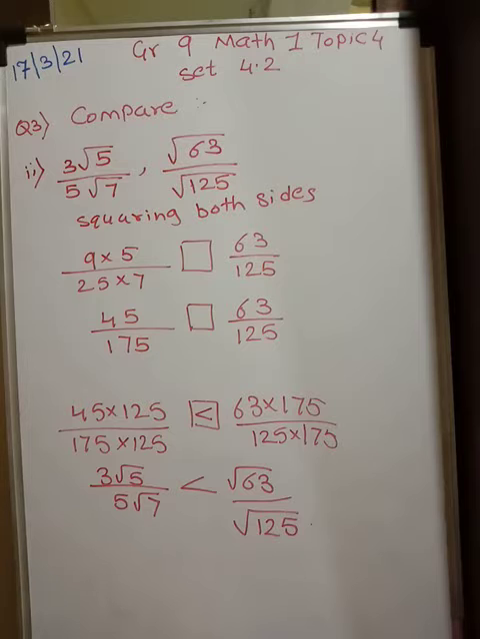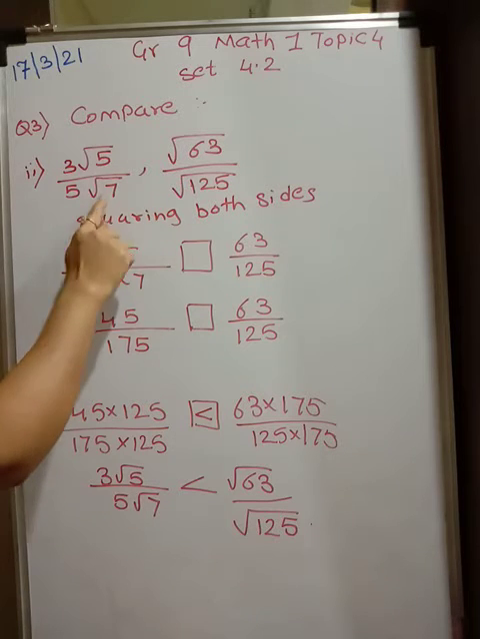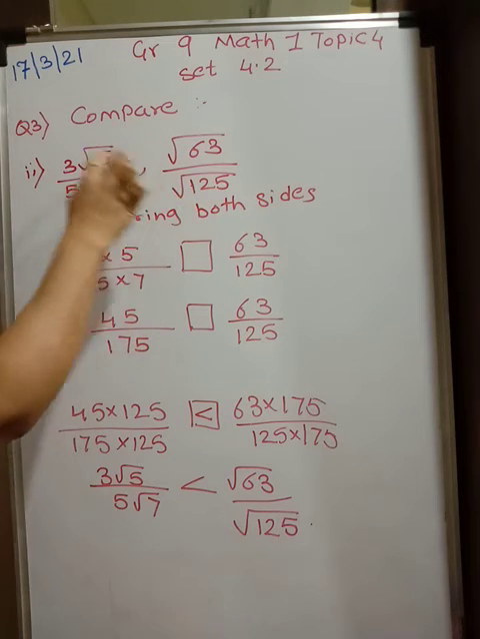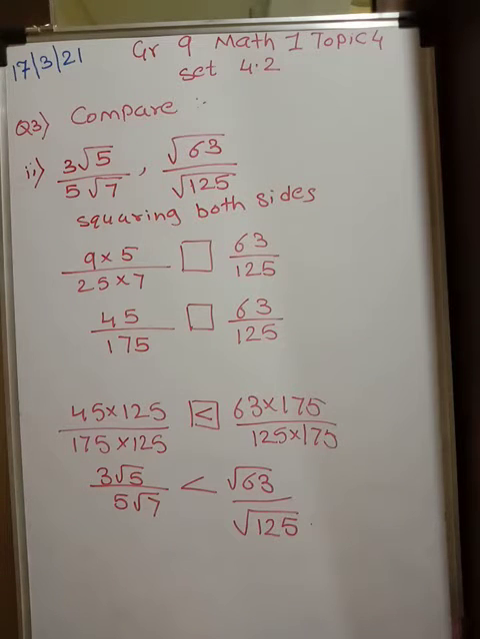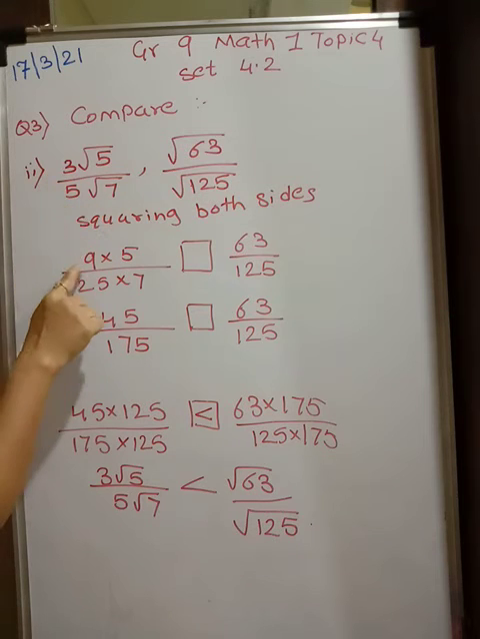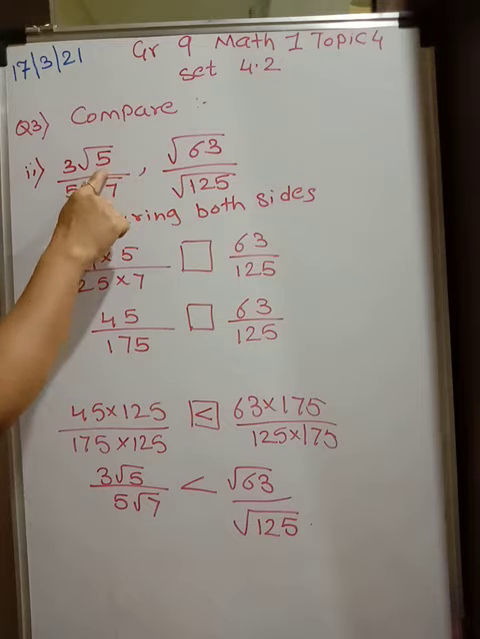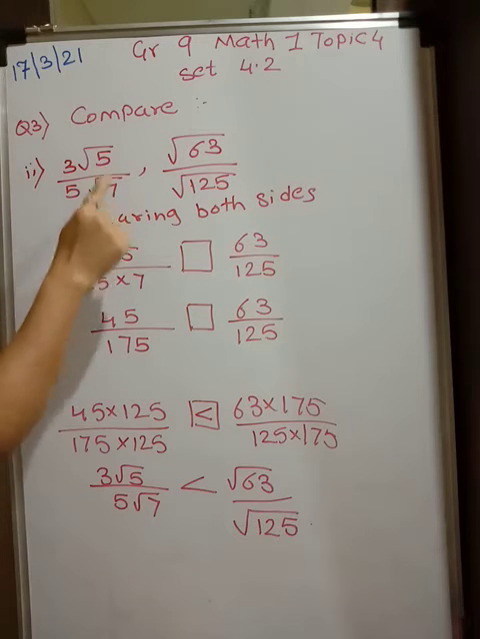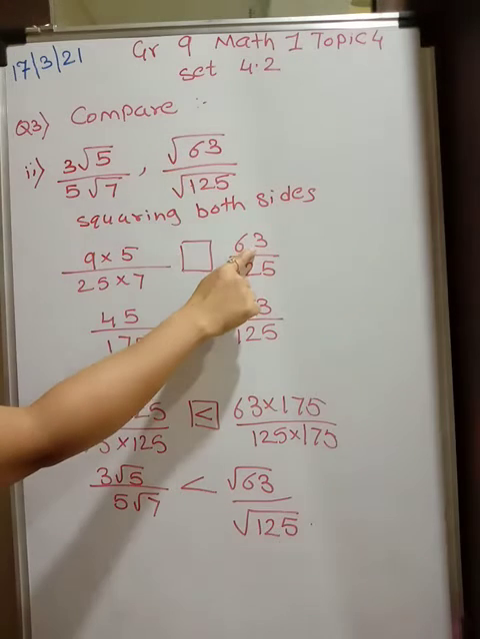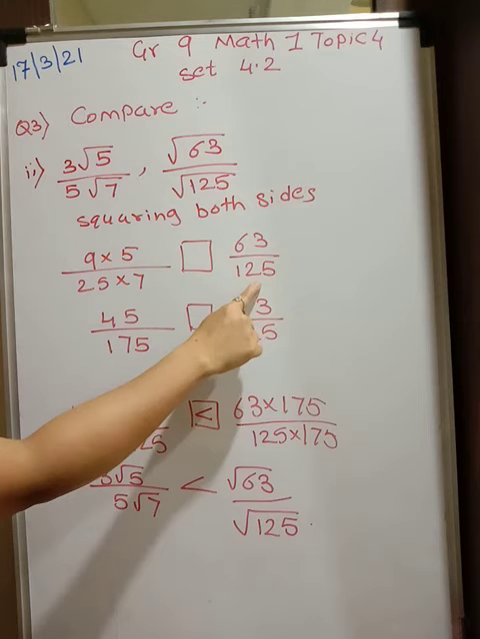Now look at second problem. 3 root 5 upon 5 root 7 and here root 63 upon root 125. Now I want to remove the square root sign. So very easy trick is I am squaring both the sides. 3 square will be 9, 5 square will be 25. Square of root 5 is root 5 into root 5, that is root 25. So it will be only 5. Similarly, this square will be 7. What is there inside will come out. This square will be only 63 and this square will be only 125.